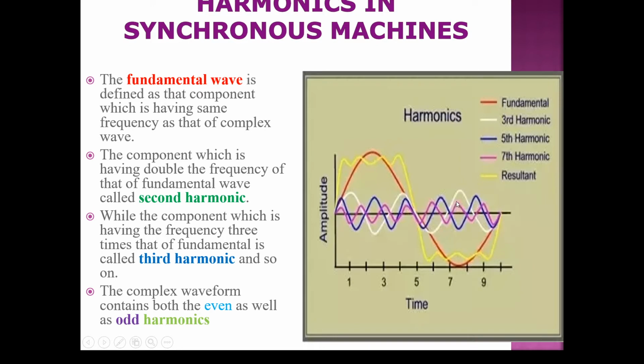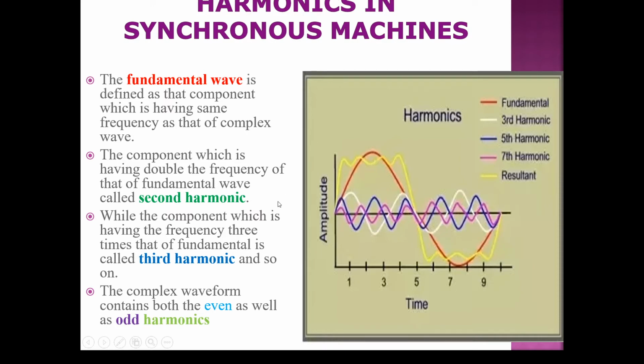The component which has double the frequency of the fundamental wave is called the second harmonic. And the component having a frequency 3 times that of the fundamental frequency is called the third harmonic, and so on. So what is a fundamental wave? The fundamental wave is that component which has the same frequency as that of the complex wave.